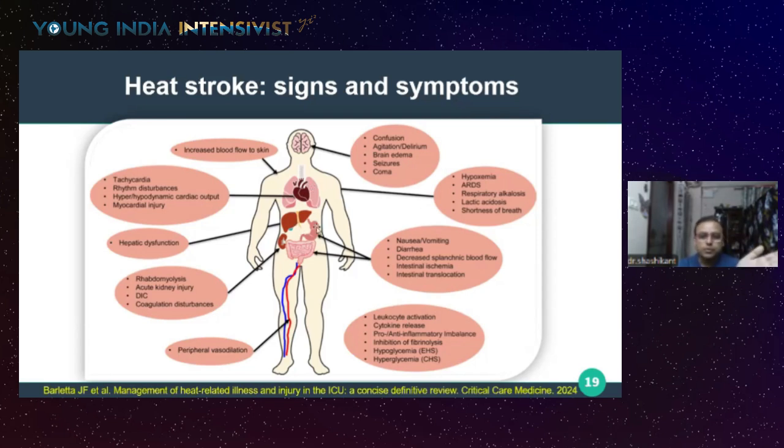From the GI point of view, the patient can have nausea, vomiting, intestinal ischemia, and there is increased risk of bacterial translocation from the intestine. For cardiovascular, they can have tachycardia, rhythm disturbances, hyper or hypodynamic cardiac output, myocardial injury. They can have hepatic injury. From the renal point of view, they can have acute kidney injury, rhabdomyolysis, and coagulation disturbances.